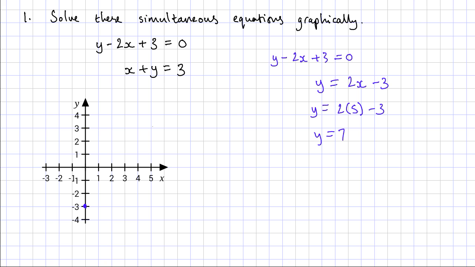So y is equal to 2 times 3, take away 3. So 2 times 3 is 6, take away 3 is 3. So y is equal to 3 when x is equal to 3. So I'll mark that. So 3 and 3. Okay, and now I can draw a straight line through those points. So it'll be a straight line through here and there.